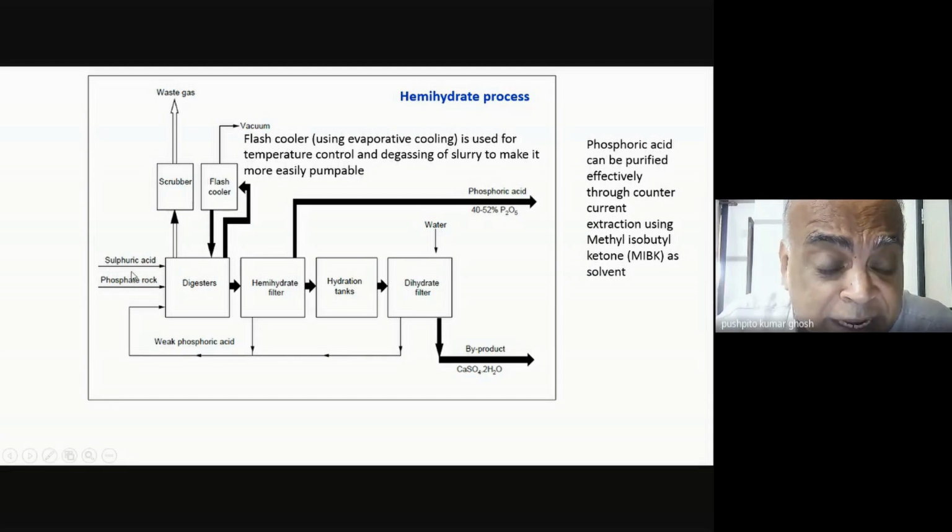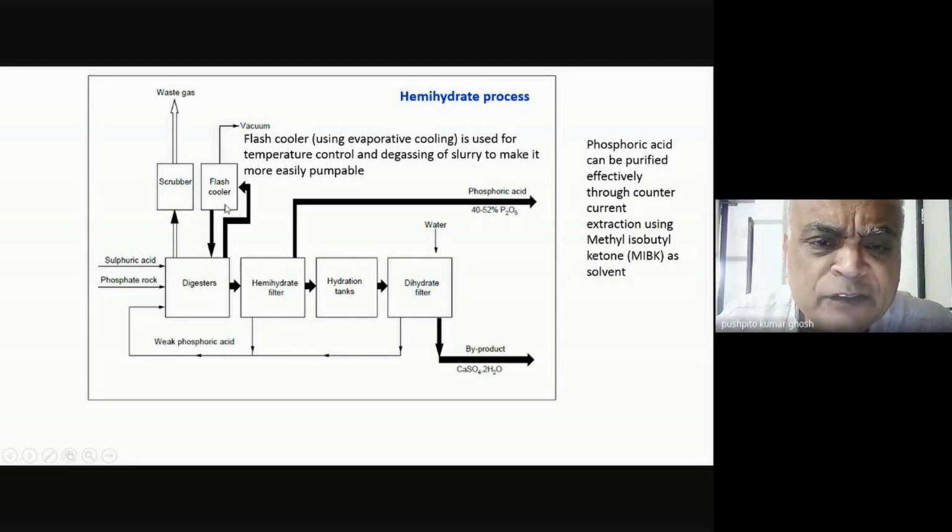Now, the heat is not really so much required because the reaction generates a huge amount of heat, and that itself will lead to a rise in the temperature of this reaction mass. If the temperature rises uncontrollably, then of course you can have a problem. So the way the temperature of this reactor is controlled is through flash cooling.